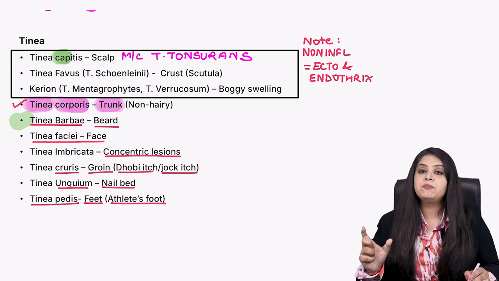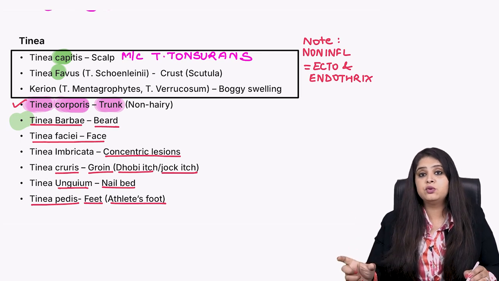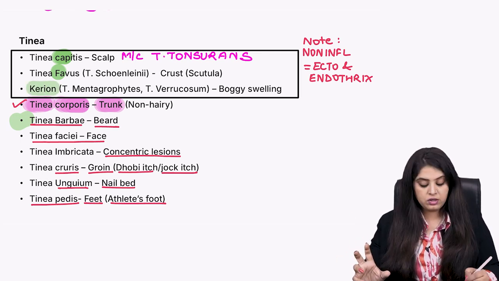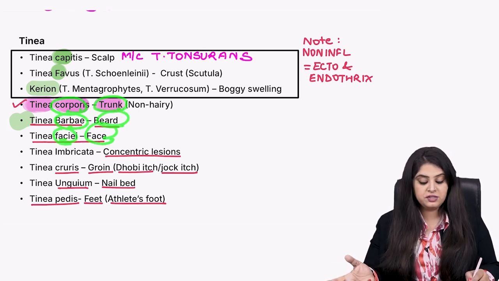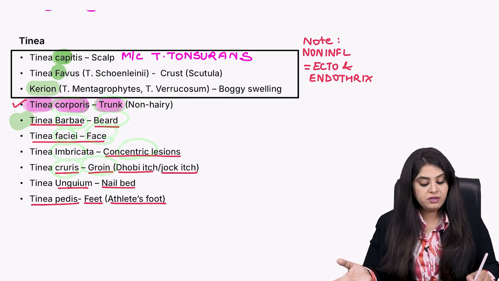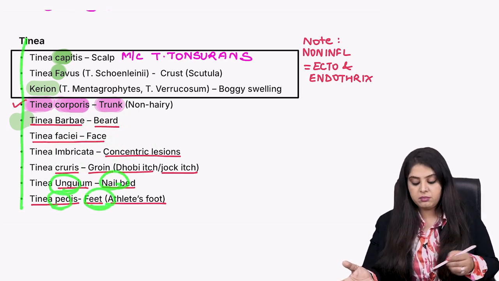So I think most of them were pretty much to do with the name of the bug. Tinea capitis, cap will tell you scalp. Tinea favus will tell you the flaky, scaly scutula. Kerion will tell you that water balloon. Corporis will mean trunk. Barbae is beard. Faciei is face. Imbricata is concentric circle. Cruris is groin, so that's the dhobi one. Unguum is nail, and pedis is foot. When you read it this way, I think it becomes a lot easier.